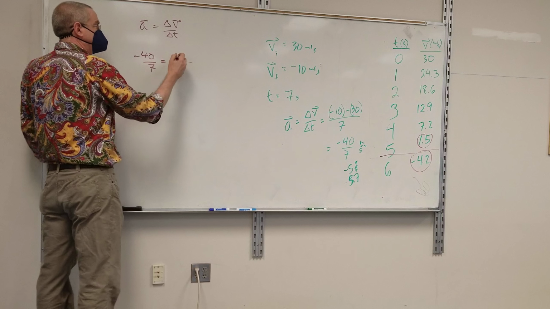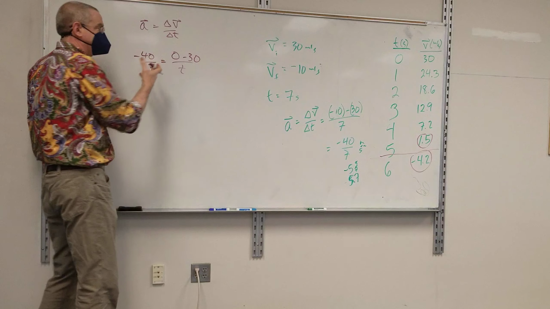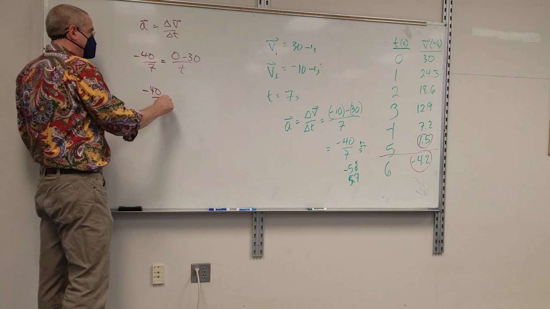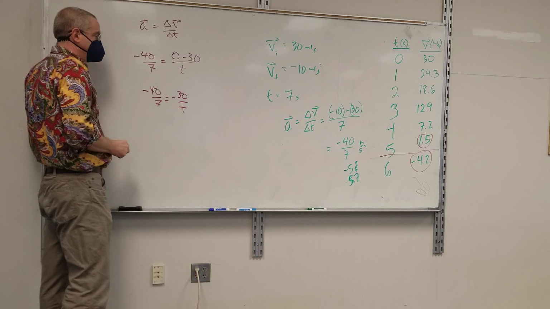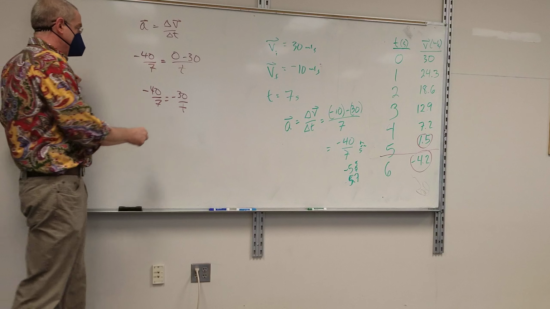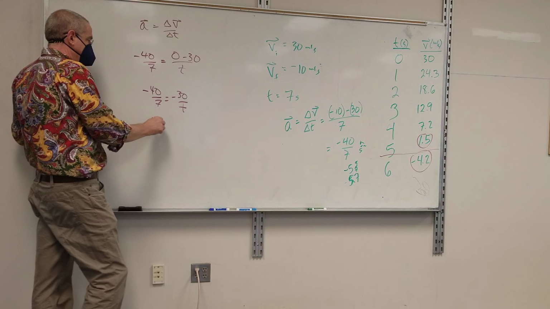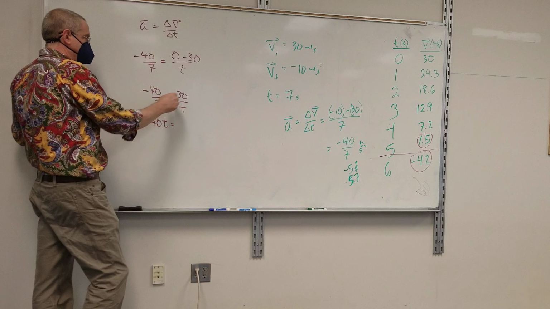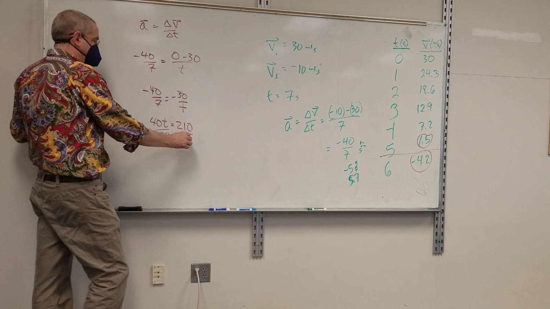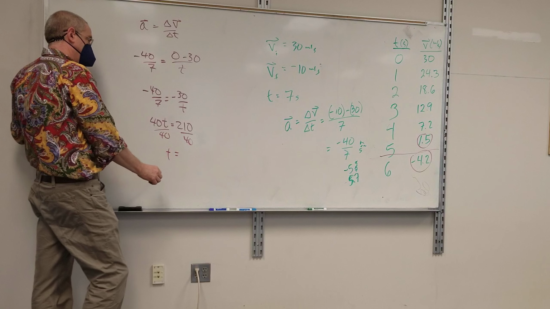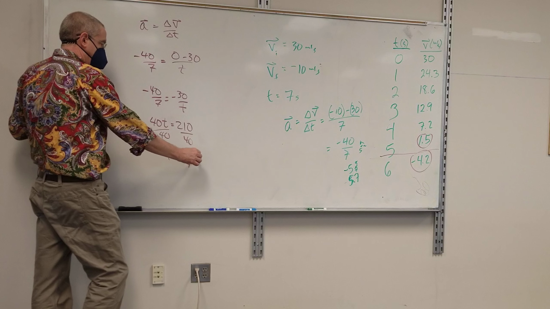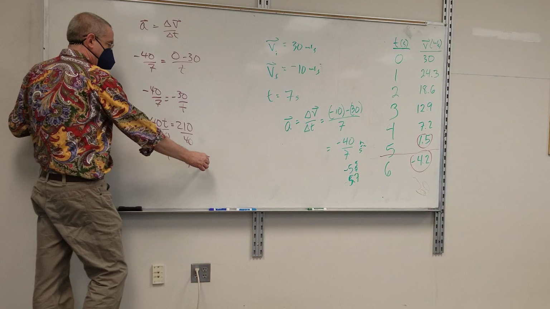So this will be my final, which is 0 minus 30. That's the math problem we're now working with. Negative 40 over 7 is equal to negative 30 over t. Well, I got two negatives there, so they can go away. Cross multiply, 40t is equal to 7 times 30. Divide by 40, divide by 40. T is equal to 5 and 1/4, or 5.25.